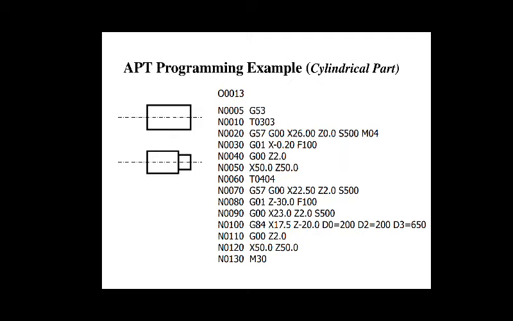Now the next block is N0010 T0303. That means in this we are going to select tool number 303. Then the next block, that is N0020 G57. G57 is nothing but to set the working zero point, and G00 is for rapid movement.